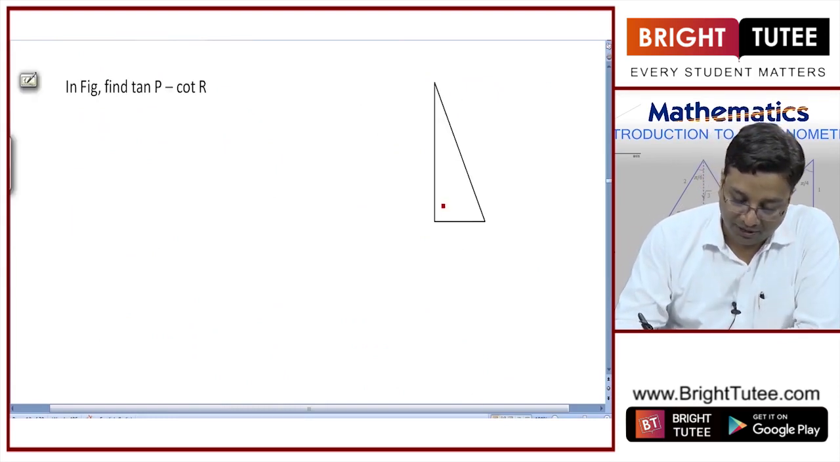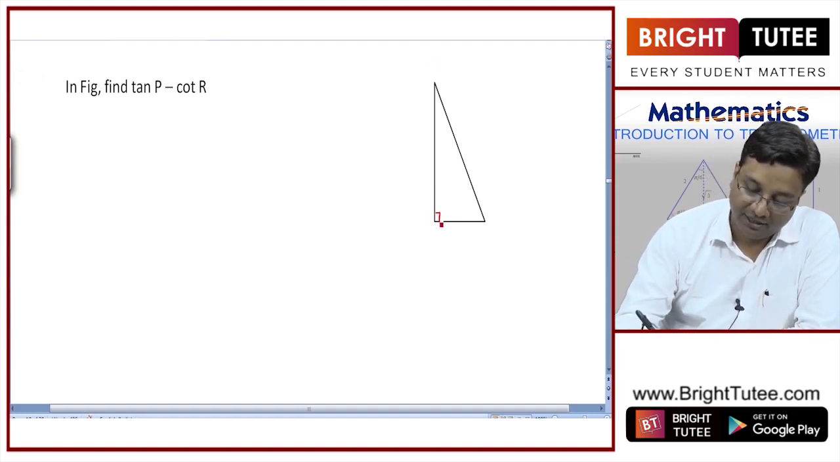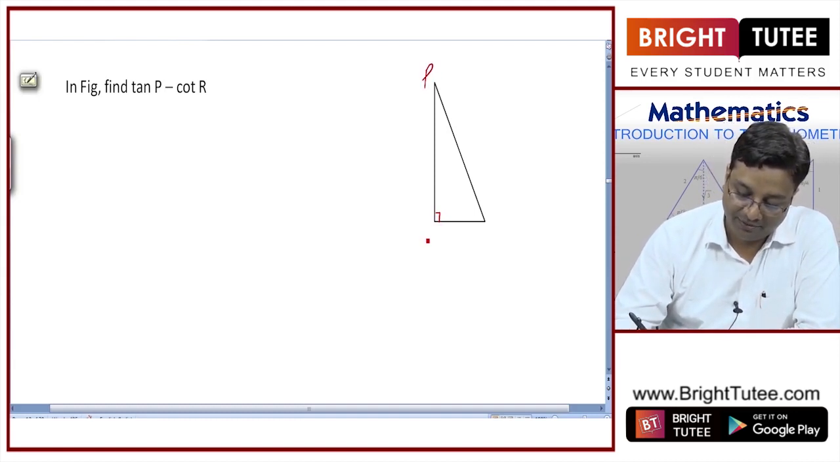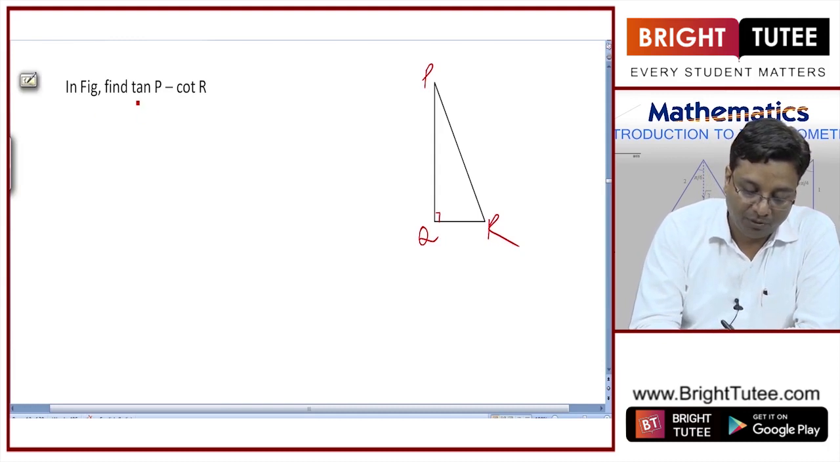Okay, so this is the right angle, right? Let's name these points as P, Q and R, right? So we are supposed to find tan P minus cot R.